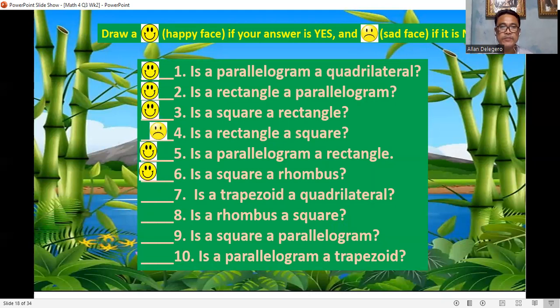7. Is a trapezoid a quadrilateral? Yes. 8. Is a rhombus a square? No. 9. Is a square a parallelogram? Yes. 10. Is a parallelogram a trapezoid? No.